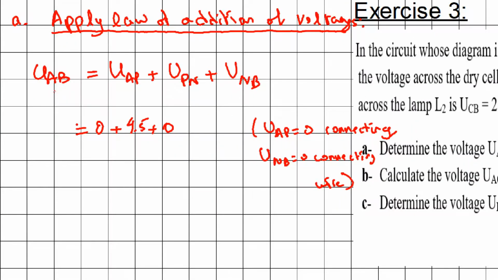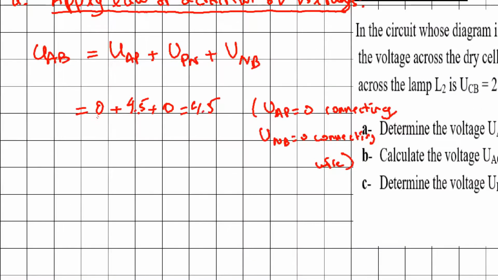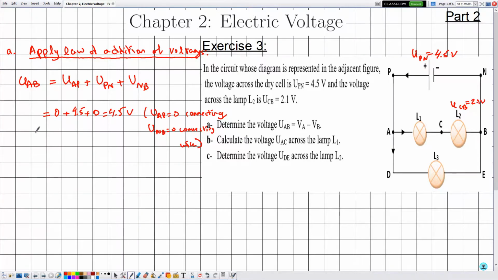Now, what's the type of this equation? This is a linear equation in one unknown. The unknown is given by UAB, which is already placed on one side. So this is given by 4.5. Since 0, 4.5 and 0 are expressed in volts, recall that we cannot add or subtract or equate physical quantities unless they have the same unit. So in this case, the applied voltage UAB is given by 4.5 volts. And now let's label this applied voltage on the electric circuit. So we have that UAB is equal to 4.5 volts.